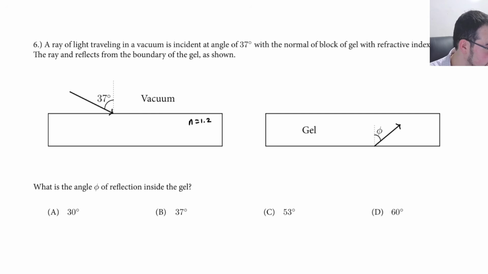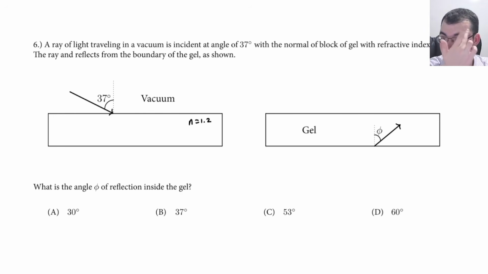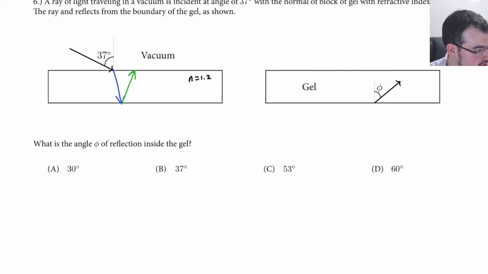Now, you can actually do this without math. Because what we notice about this is I'm going from a low index to a high index. So if you go from low index to high index, you bend towards the normal. So I actually know that we're going to bend towards the normal. I'll actually draw it like this. And then we also know that if we're reflecting off the gel surface, angle of reflection equals the angle of incidence. So it's going to be that same angle from the normal. And if I'm bending towards the normal, that theta is decreasing. So it's actually the only choice here where the angle goes down. So we know it's that.